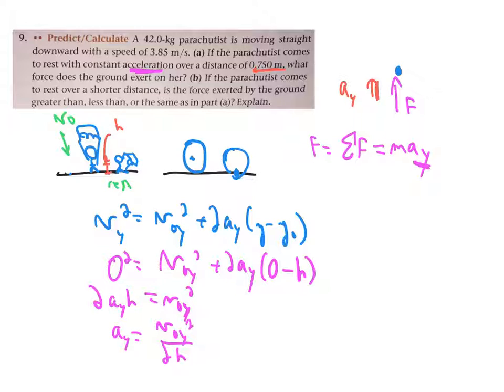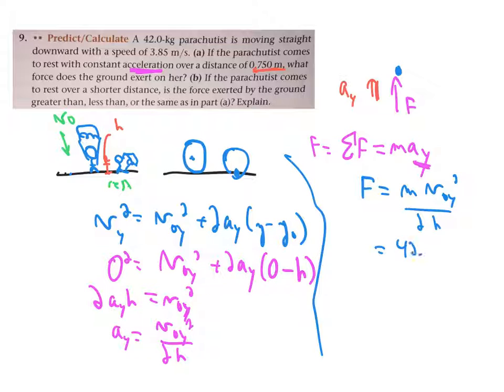And therefore the force, going back up to here, is just the mass times that, m v_0y squared over 2h. And so we can put in some numbers. She's 42.0 kilograms. The speed is 3.85 meters per second, quantity squared. And the height is 0.750 meters.